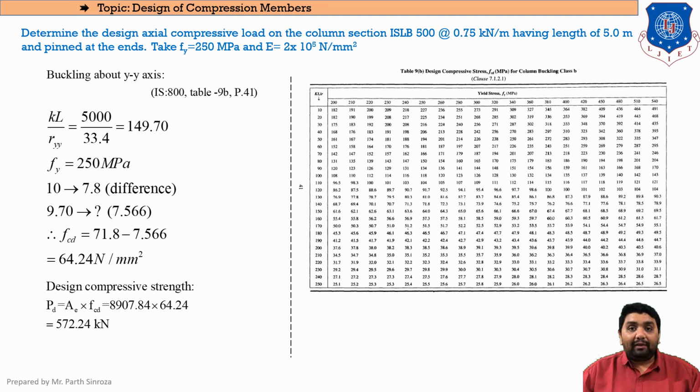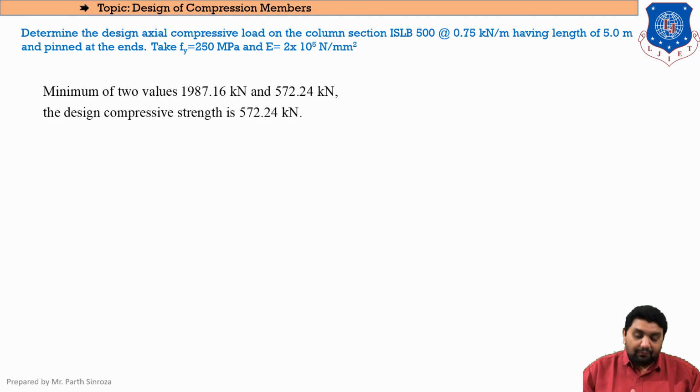So we obtained two values of PD. One was along buckling class XX and the second was along buckling class YY. So the final answer will be the smaller value of these two cases. The smaller value of these two cases is 572.24. So our final answer will be that the design compressive strength is 572.24 kilonewton. So this is how we'll be solving an analysis problem for an I section when it is asked in a compressive column.